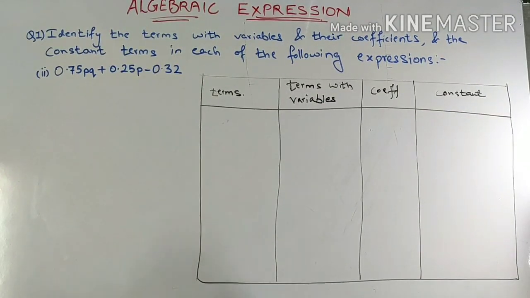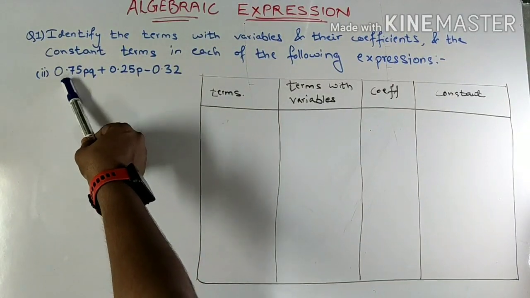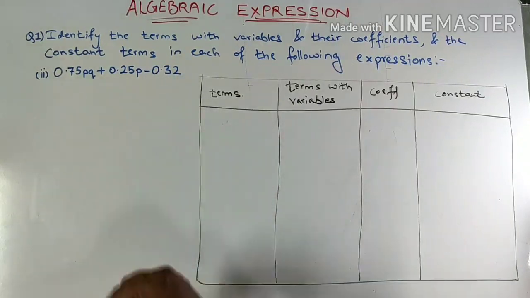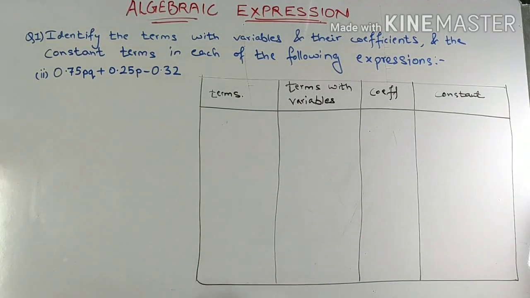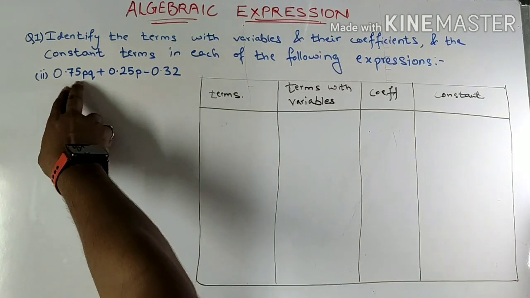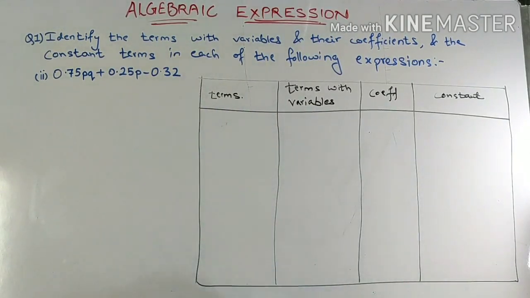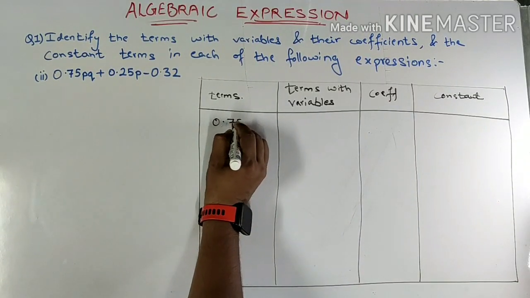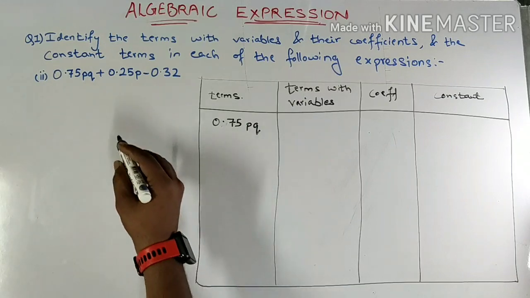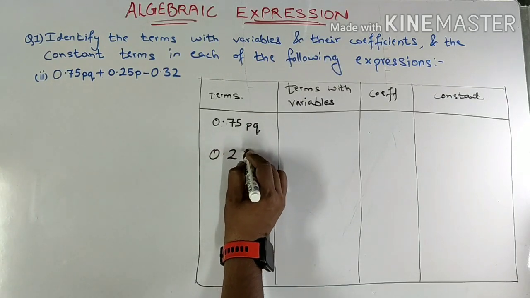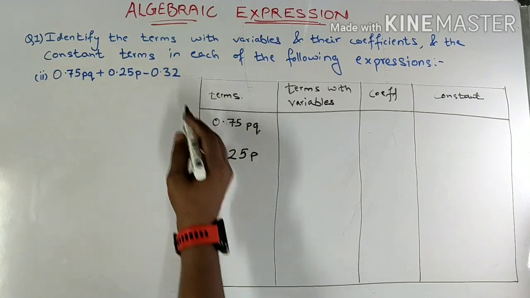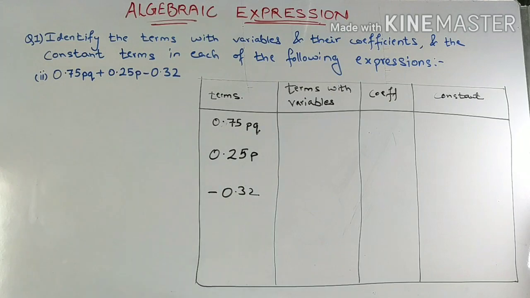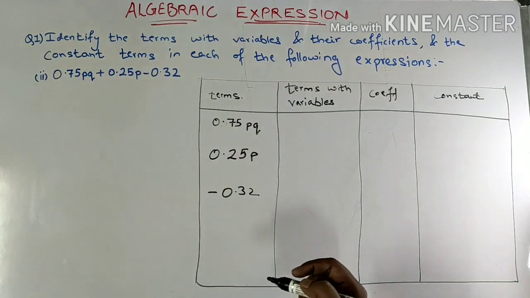Moving to our next problem. Minus 0.75 pq plus 0.25 p minus 0.32. So we see there are 3 terms: a pq term, a p term and a constant term. So I'll write all the 3 terms. Minus 0.75 pq, another term is 0.25 p, and another term is minus 0.32. As I have mentioned earlier, you are supposed to use the negative sign along with the coefficient or the constant.